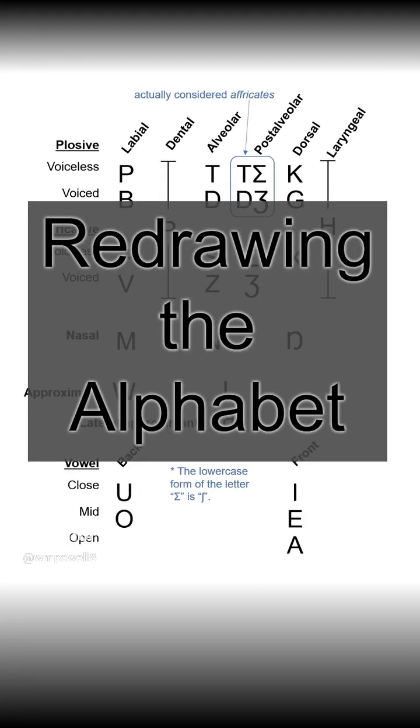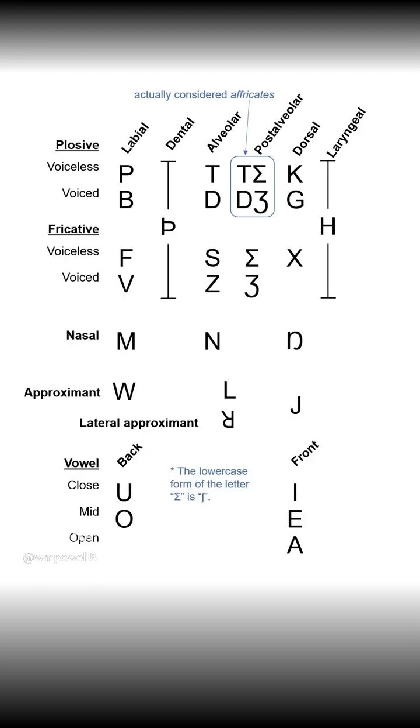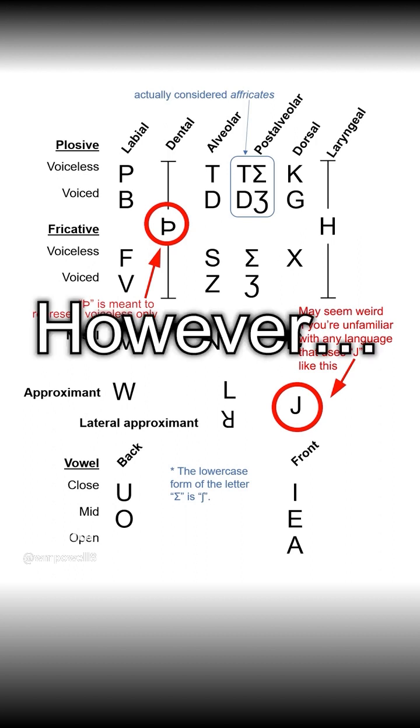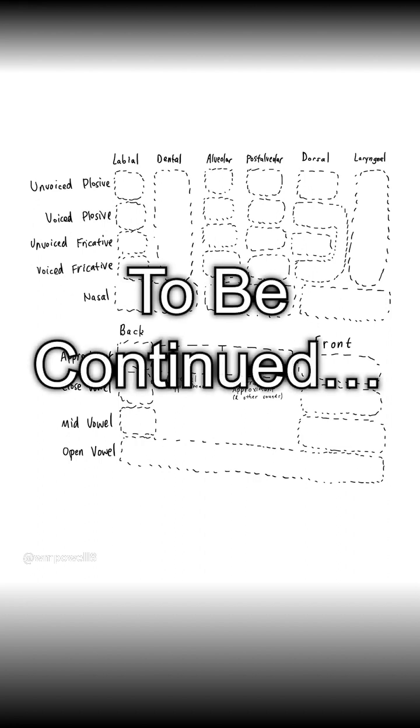Redrawing the Alphabet, Episode 3. Last time, we corrected the simplified phonetic chart to more accurately represent phonetic theory. But some of the choices I made for these letters were questionable. However, what really matters is that we have a blueprint for the kinds of letters that we want in our alphabet, which I'll start filling in next episode.